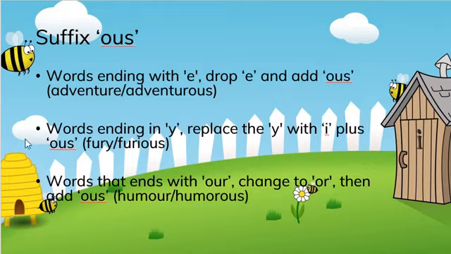Let's look at some of the rules when we're using the suffix -ous. Words ending with E, we have to drop the E and add -ous. So for example, for adventure, we get rid of the E and then we add our -ous. Words ending in Y, we replace the Y with an I and then add -ous. So for fury, we replace the Y with an I and then we add -ous. And then words that end with -our, we change to -or and then add -ous. So humour, spelt with an -our on the end, we change it to -or and then add -ous.